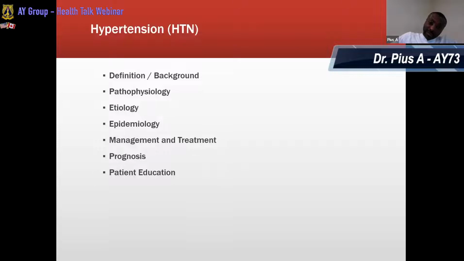Today we're going to start with hypertension as the health topic. We will define it and give a little bit of background, give you some pathophysiological process, which means the disease process, how the mechanisms that take place to cause the disease, etiology, the causes of it. We will dive into some statistics, where we are globally and in the United States. Management and treatment, the options that are available, prognosis, the expected outcomes if you happen to be a patient diagnosed with hypertension, and then some patient education.